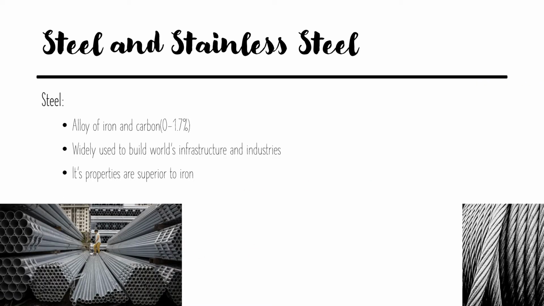Having looked at cast iron and wrought iron, we will be looking at steel in this. Now steel is more advanced and better than cast iron and wrought iron. So we will be talking about this. Now steel is an alloy of iron and carbon that contains less than 1.7% carbon and 1% manganese and small amounts of silicon, phosphorus, sulfur and oxygen.